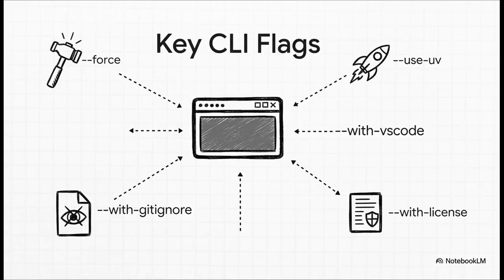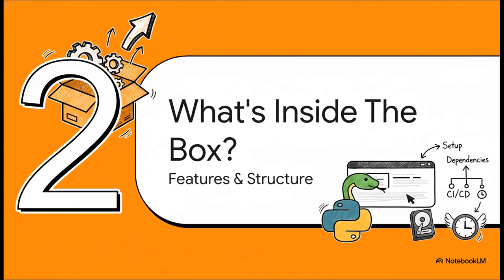But this isn't a one-size-fits-all kind of deal. You've got options. You can use flags to tell it, hey, use the speedy UV installer. Or, yeah, set up my VS Code files. Or, please add a license and a gitignore. You can even tell it to force an overwrite if you're tweaking things. You're in control.